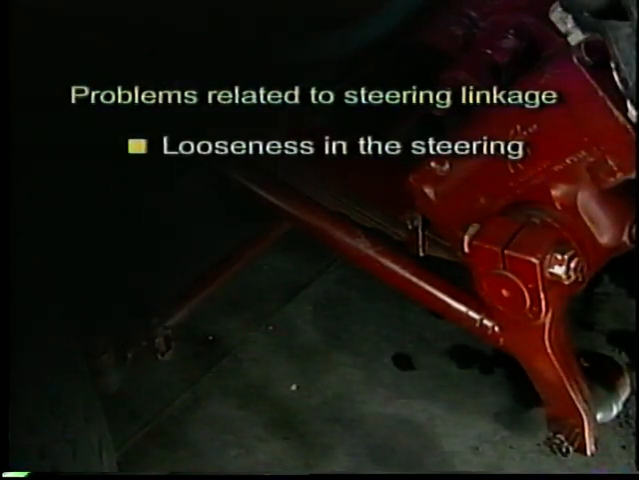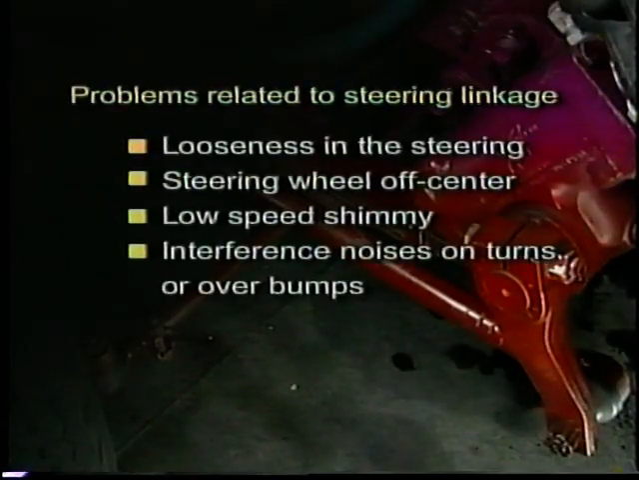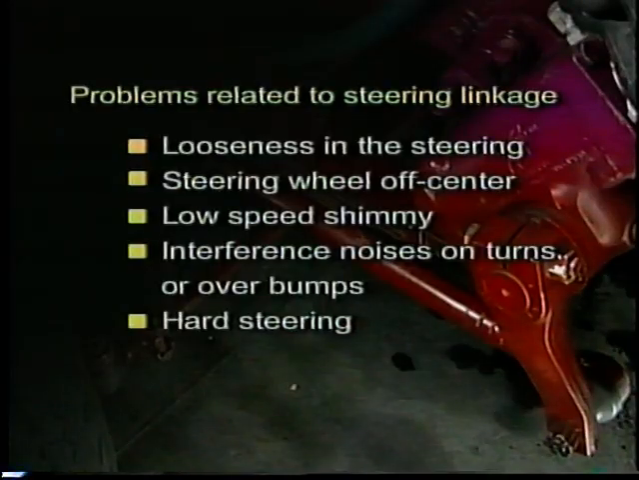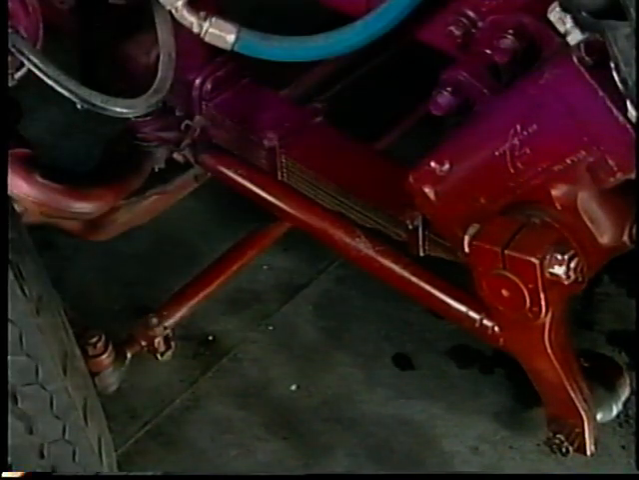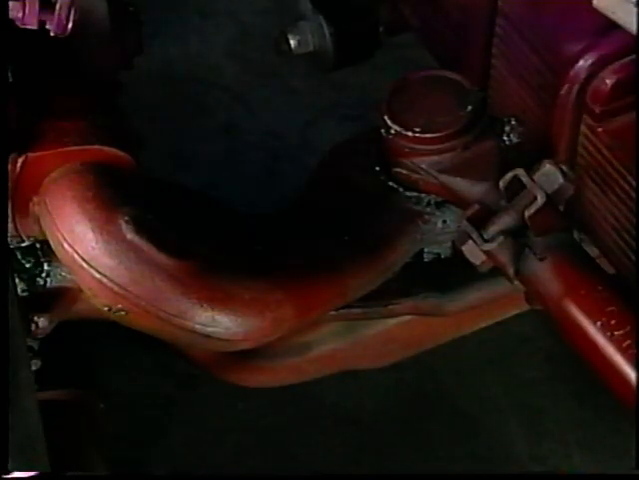Complaints of looseness in the steering, a steering wheel off-center, a low-speed shimmy, interference noises on turns or over bumps, or hard steering can all be related to the steering linkage. When dealing with these concerns, check for excessive wear in the pitman arm, drag links or relay rods, tie rods, idler arm assembly, or the steering arm and levers.